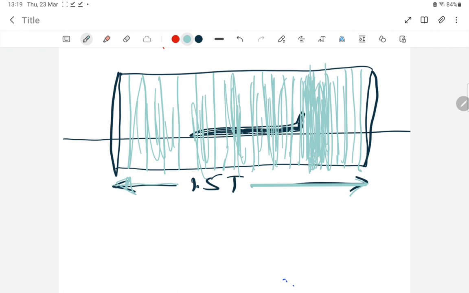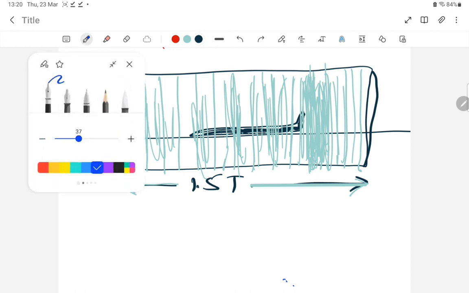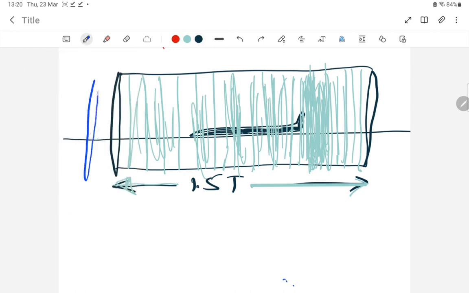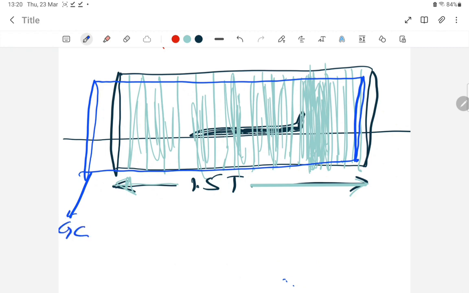Yes. This field is disrupted. How is it possible? Here comes the role of a gradient coil. If we put another coil in that, this one is called GC, gradient coil. This is also a kind of coil. You give a current, it will produce a magnetic field.